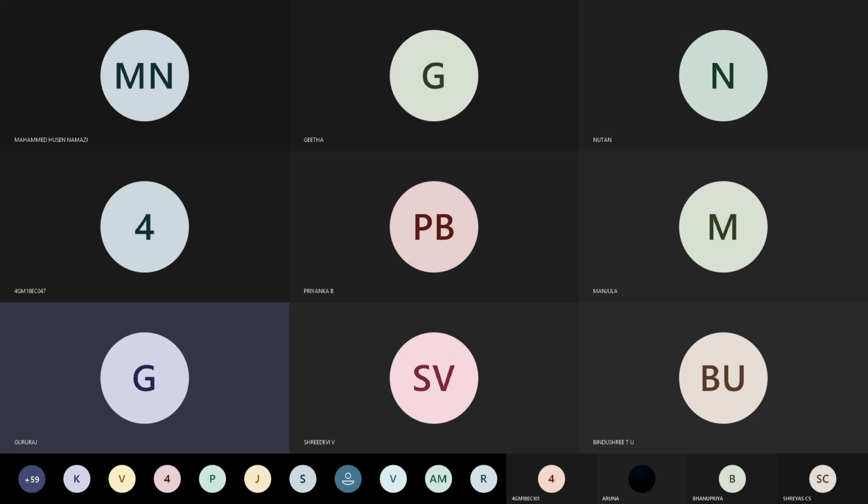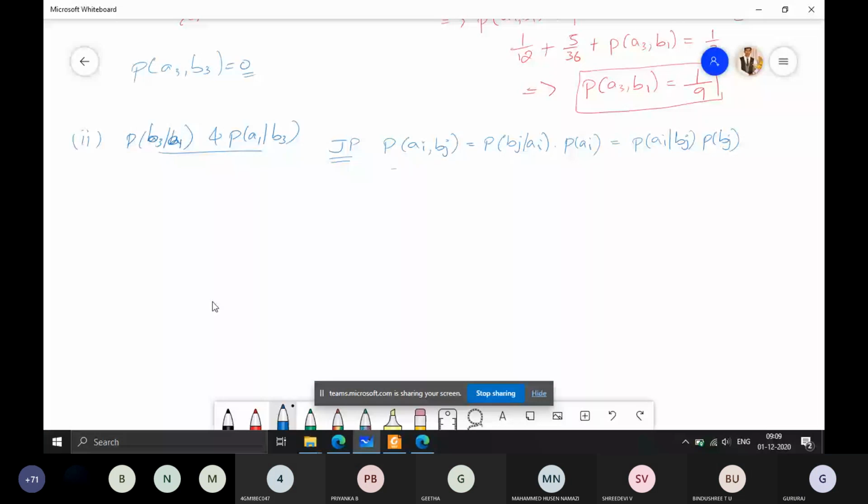So use this equation first, in order to find out P of B3 by A1. P of B3 by A1 is nothing but P of Bj by AI. This is what we have to find out. This implies P of AI comma Bj divided by P of AI is equal to P of Bj by AI.